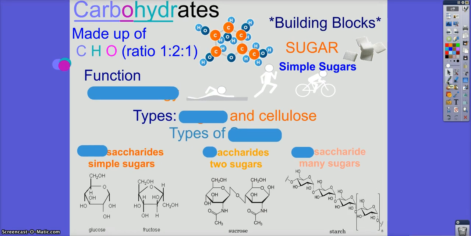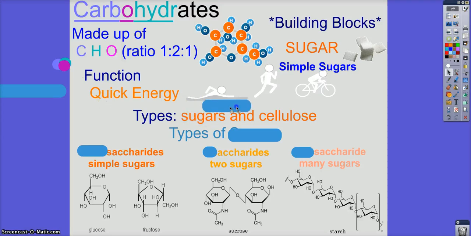Anybody know the function of a carb? Why do we eat carbs? Energy. They are the fastest form of energy. They're quick energy for your body. You need a quick boost, you eat carbs. And then hopefully you burn them off, right? Because they're the hardest to burn, yeah. Well, not the hardest, but second.